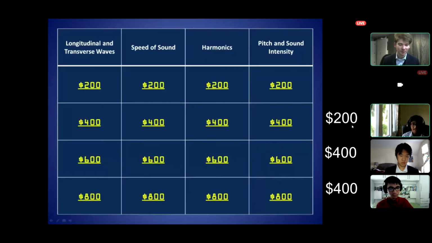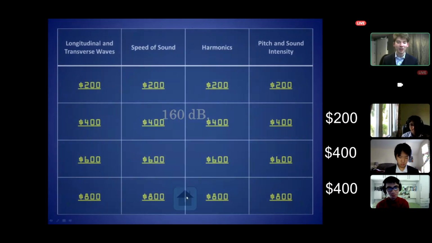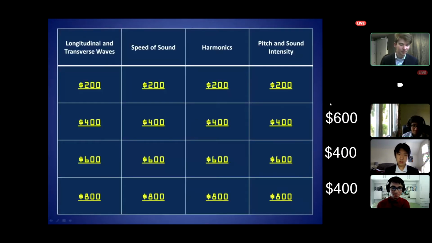Joel, you're up again. I'll take pitch and sound intensity for 400. Pitch and sound intensity for 400. What is the threshold of instant perforation of the eardrum in decibels? 160 decibels. Wow, that is correct. Bowen, you're up next.